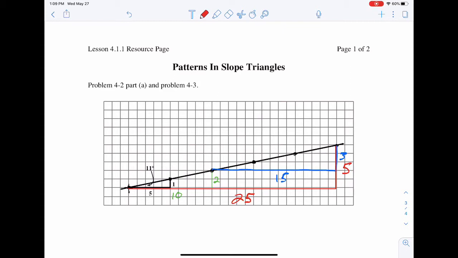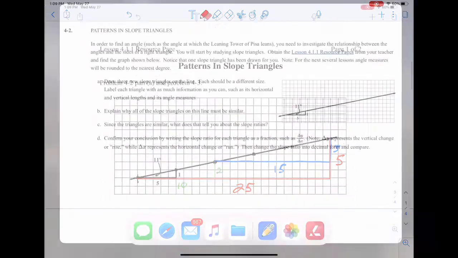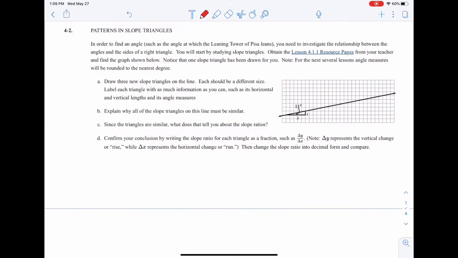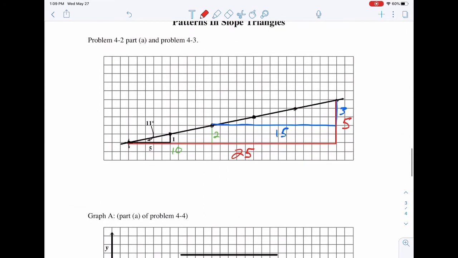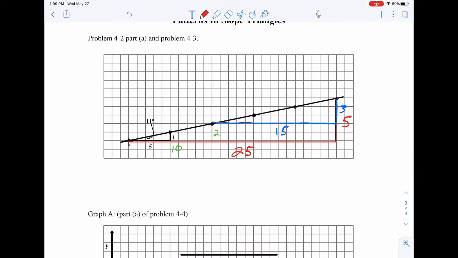Now that we have all 3 new slope triangles drawn and labeled, let's move on to letter B. B, explain why all of the slope triangles on this line must be similar. So what I want you to try and do is to prove that they're similar using one of the similarity theorems from chapter 3. Hit pause, maybe look at a toolkit or do some Google research, and then play when you think you've proven it.